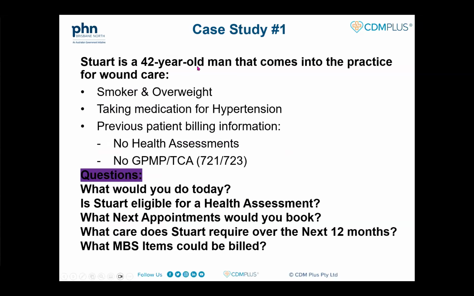So you can see, Stuart, a 42-year-old man, presented for wound care, smoker, overweight, already on antihypertensives, no previous health check or care plan. Every single time I'm seeing a patient, I'm asking the question, what are they due for? The reason I want to get it into a bigger activity is because we've got the time to look at the whole picture. What are the current risk factors, what are the current health problems, and what else needs to be done over the next 12 months.